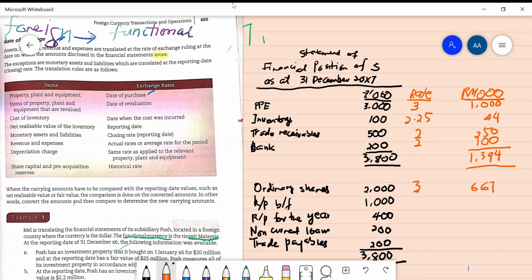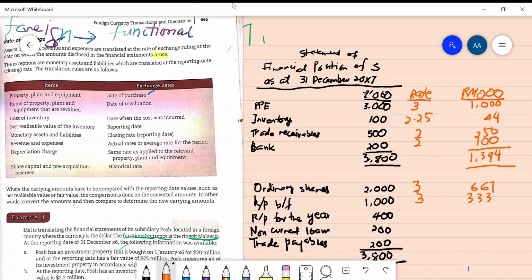And retained profit brought forward. This is actually pre-acquisition because it was bought on 1st January X7. Historical rate, so the rate used is 3. It's bought at 3 on 1st January X7. Retained profit for the year, let it be first.